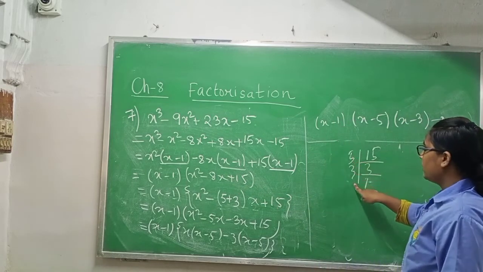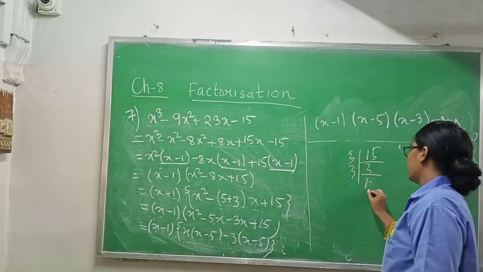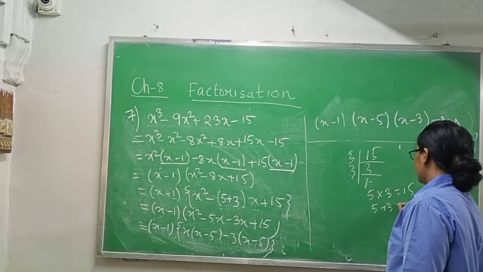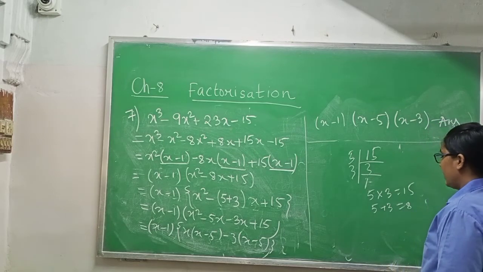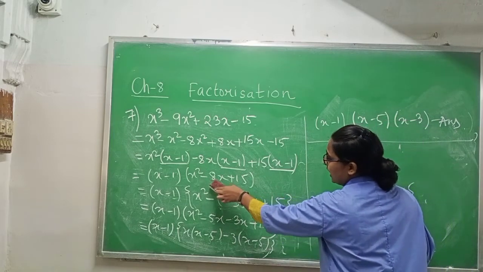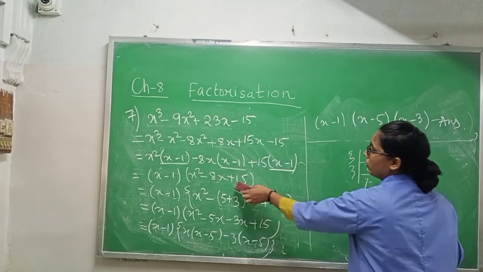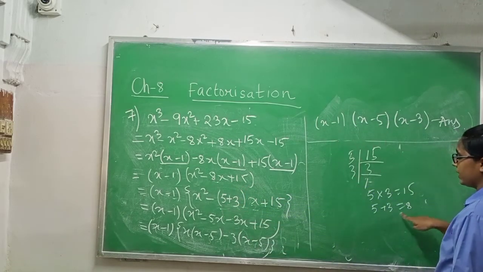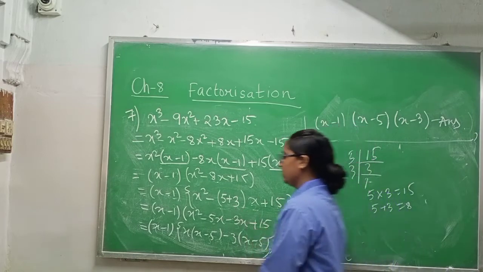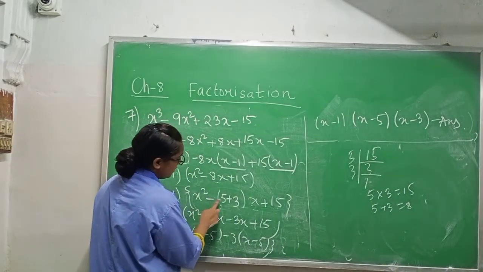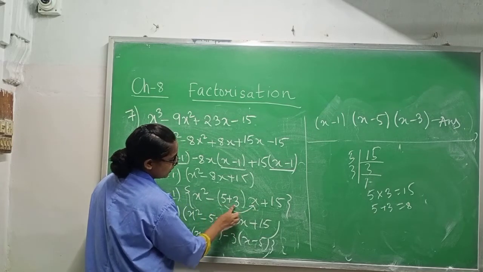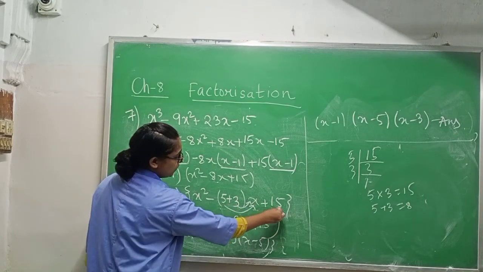Now after doing the LCM, 5 into 3 will give you 15, and 5 plus 3 will give you how much? 8. That is why I have written 5 into 3 is 15, 5 plus 3 is 8. So after addition you must get 8, and after multiplication you must get 15. So in place of 8, now what will I write? 5 plus 3. So I have written 5 plus 3. Now x square minus 5 into x, 5x, minus 3 into x, 3x, plus 15.